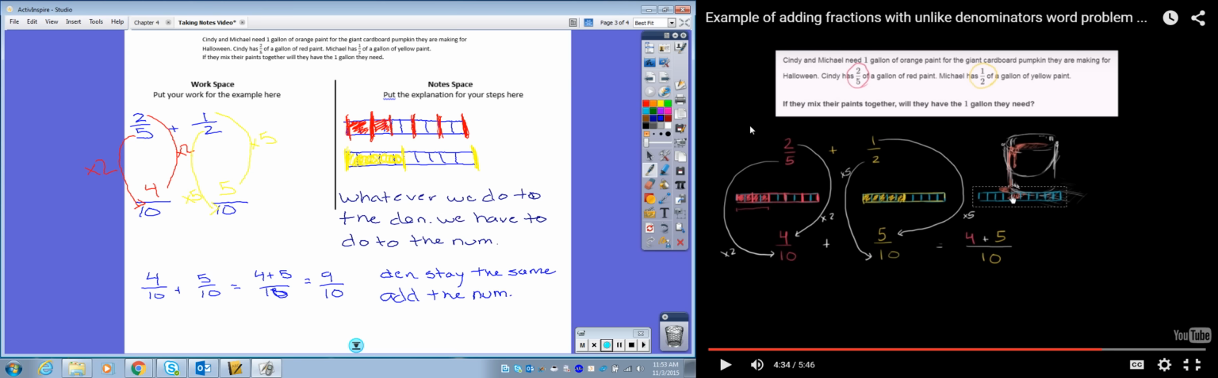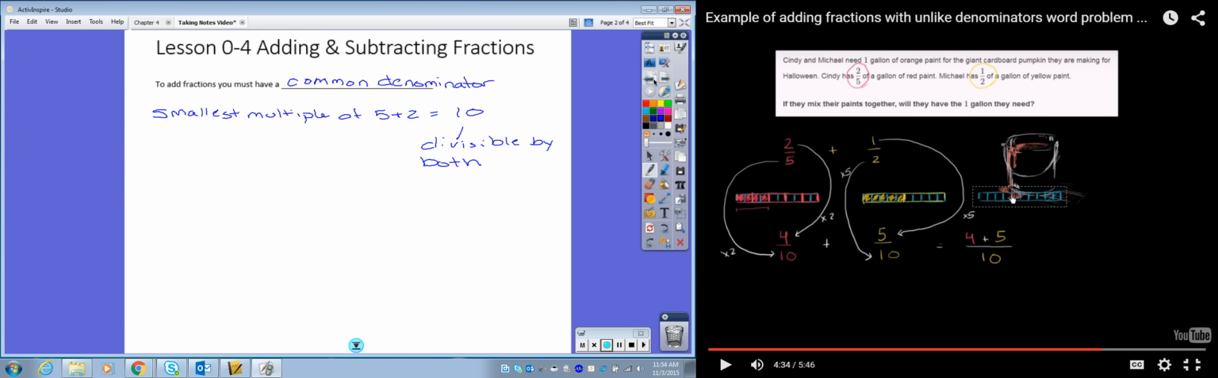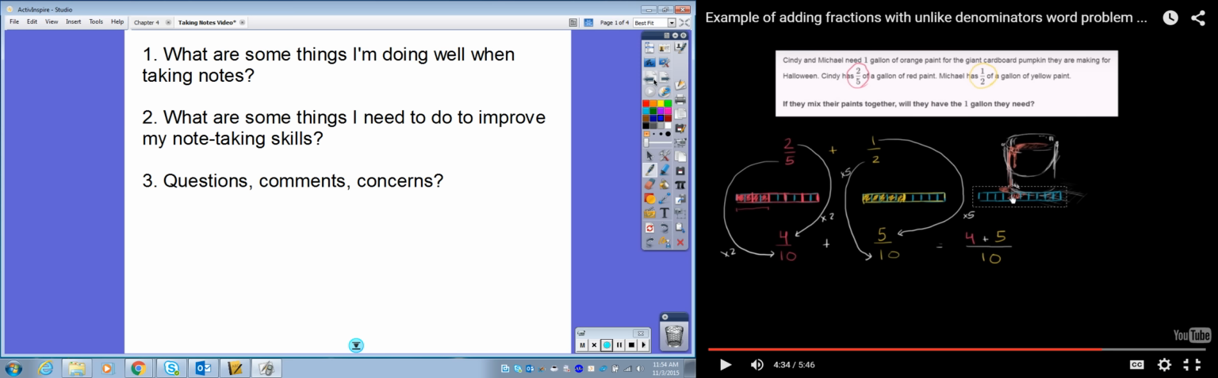So go back to those 3 questions that I showed you at the beginning, on your piece of paper. I want you to reflect on what are some things you're doing well, what are some things you need to improve on, and then if there are any questions or comments you have for me, write those on that paper as well. You're going to turn that in and then start working on your retake assignments.